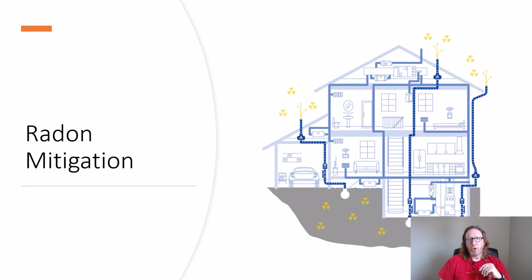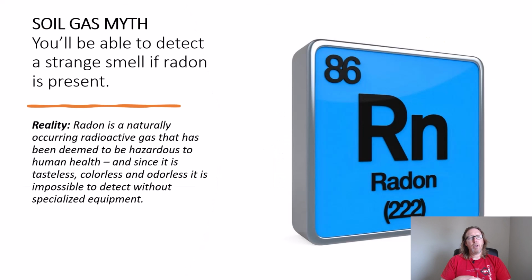You don't want this window being here if you've got radon spewing out right here. If you had a window here, you would want it to go up above the roof line, as they did on these areas over here. Soil gas myth: you'll be able to detect a strange smell if radon is present. Radon is a naturally occurring radioactive gas that has been deemed hazardous to human health, and since it is tasteless, colorless, and odorless, it is impossible to detect without specialized equipment. So if someone's telling you you can smell radon, not the case.